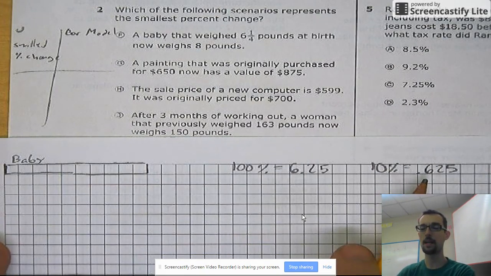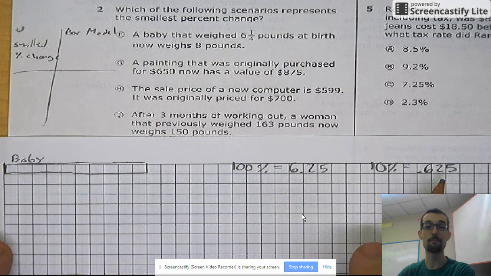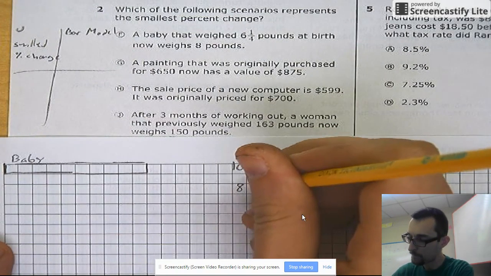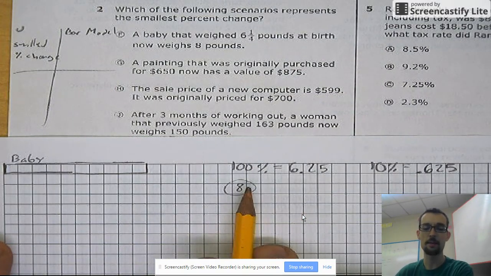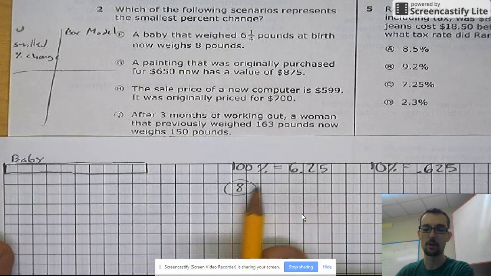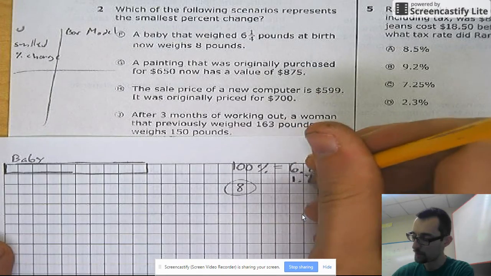Okay, so every time that baby gains or loses 0.625 pounds, they just gained or lost 10% of their birth weight. Okay, so my question now is, my baby's going to end up weighing 8 pounds, right? That's my target number, 8 pounds. How many times do I have to add this number right here to my birth weight in order to get to 8 pounds? Well, let's see. I need to gain 8 minus 6.25. All right, that baby gained 1.75 pounds.